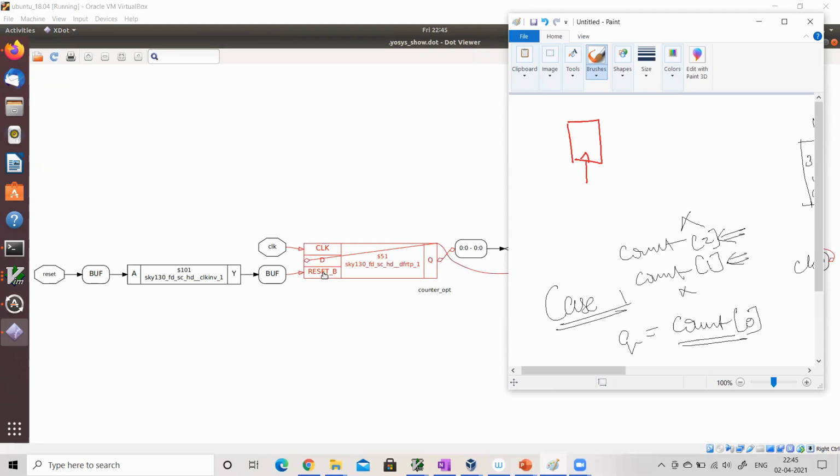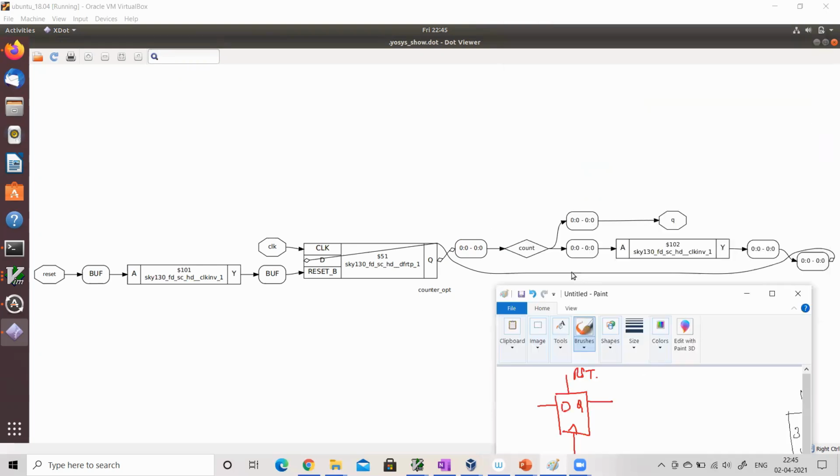The flop has an active low reset, but we are using an active high reset. This we have seen earlier also. So there's an inverter here. So that's fine. There's a reset here. Let us not worry about that. There's a clock. The D pin is coming from some logic. Let us see what it is. The Q pin is connected to the bit 0, which is the count, and that is what is coming out as the final output Q, correct?